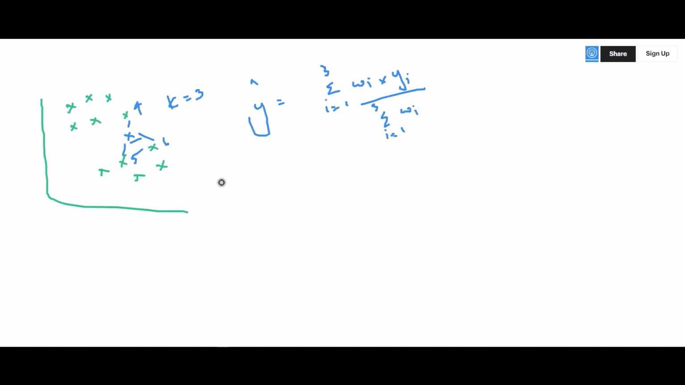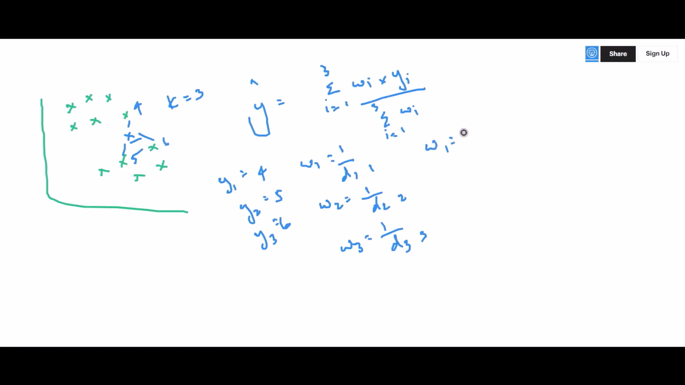So here we have the data points y1 equal to 4, y2 equal to 5, and y3 equal to 6. The respective weights: W1, since it is inversely proportional, will be 1 by distance 1. The weight of the second data point will be 1 by distance 2, and the weight of the third data point will be 1 by D3. Let us take the distances as 1, 2 and 3. We will have weights such as 1 by 1 equal to 1, 1 by 2 equal to 0.5, and 1 by 3 for weight W3 equal to 0.33.